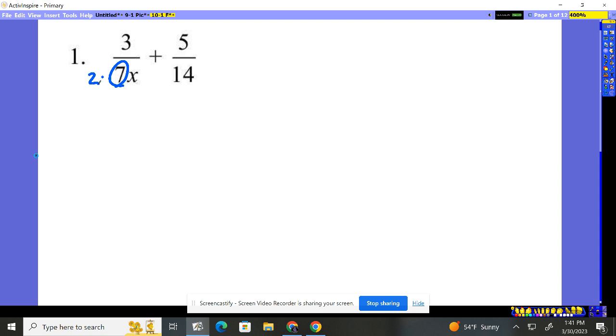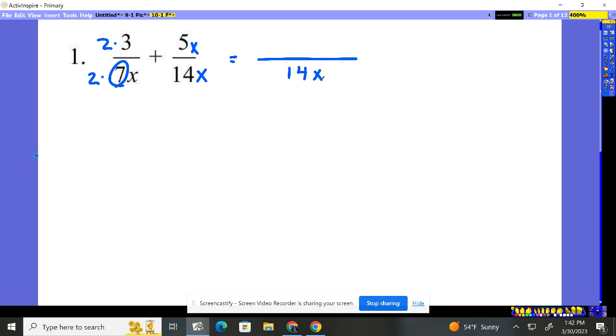I can see that'll get me to a 14, which means if I multiply the bottom by 2, that 3 up top's going to have to get multiplied by 2. Now, that would give me 14, but it'll give me 14x, meaning this guy needs an x. So I'm going to have to multiply him by an x, which means the top gets multiplied by an x. So now, notice the bottoms would be 14x.